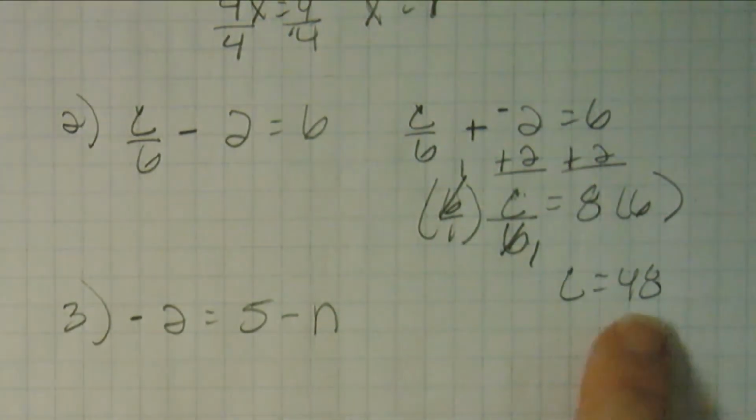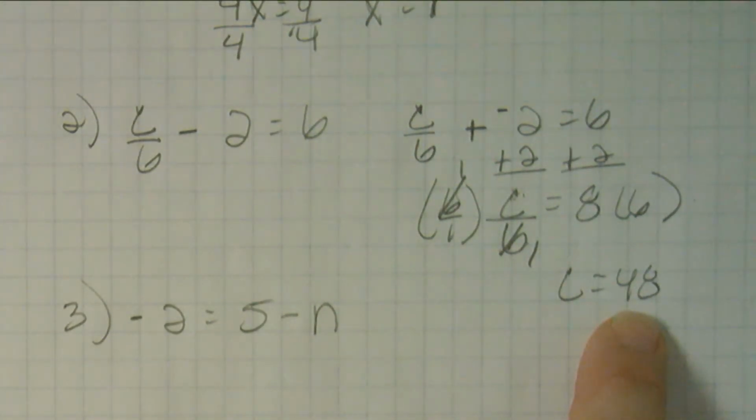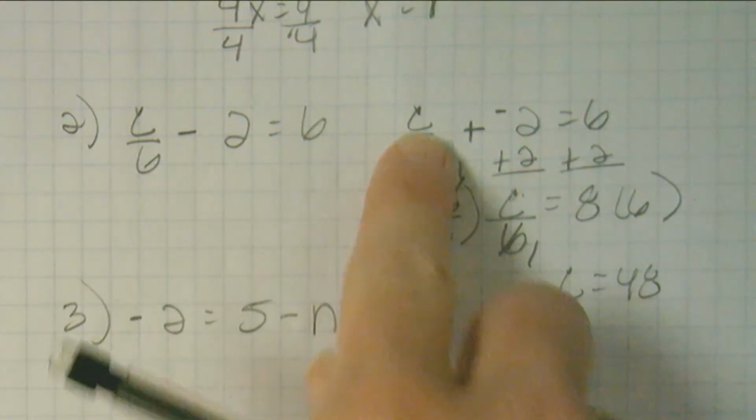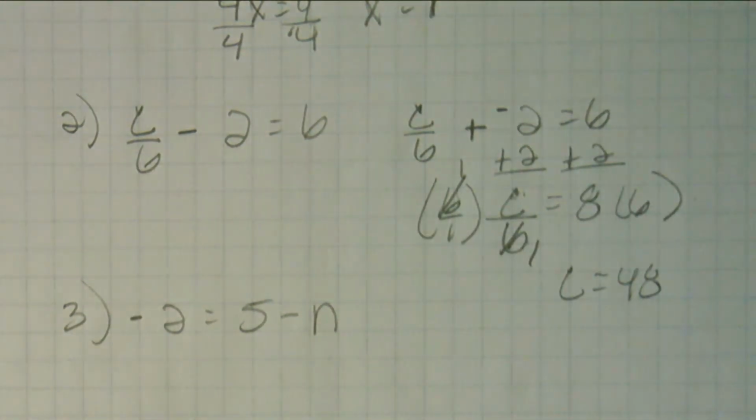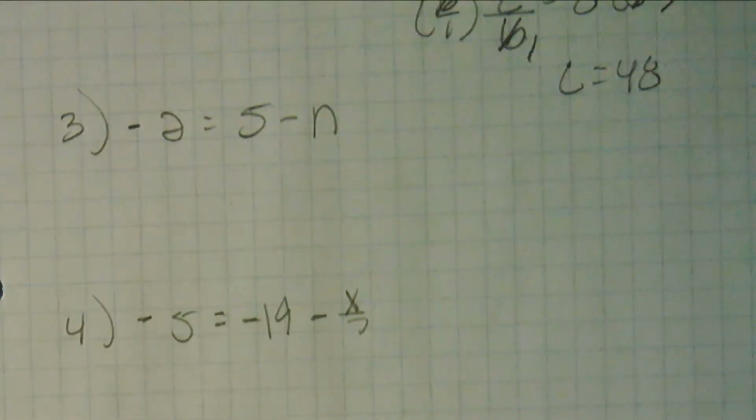And if I did a really quick check to this, 48, put it in there. 48 divided by 6 is 8. 8 plus a negative 2 is 6. I know I got that right. All right, who wants to do the next one for me?